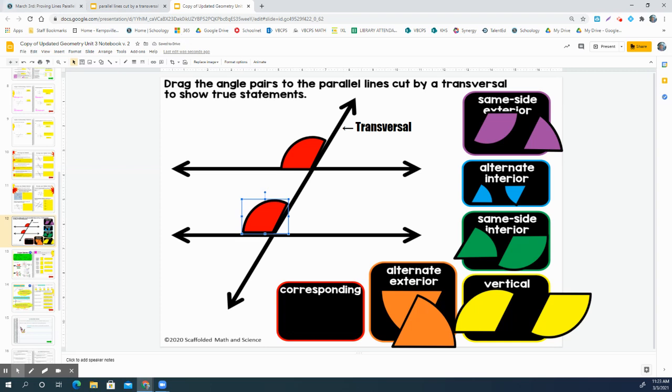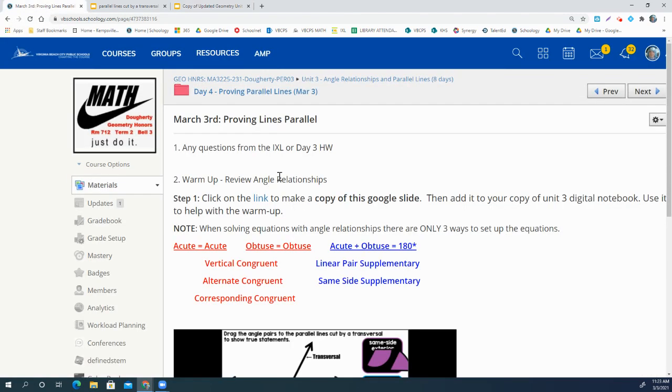If you just joined us, because I know at least a couple people just joined us, we're in today's folder. Click on the link to make a copy of this set of slides.